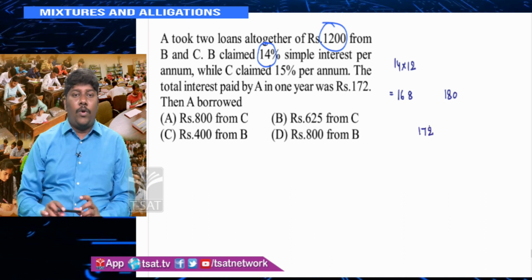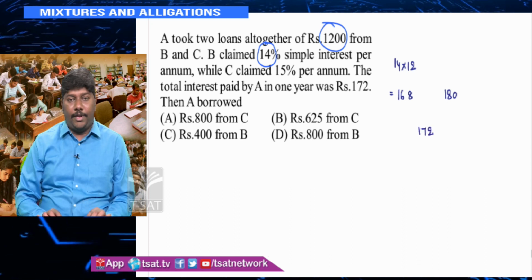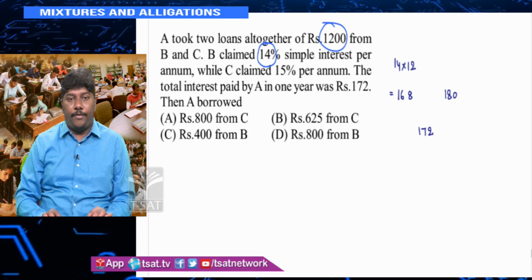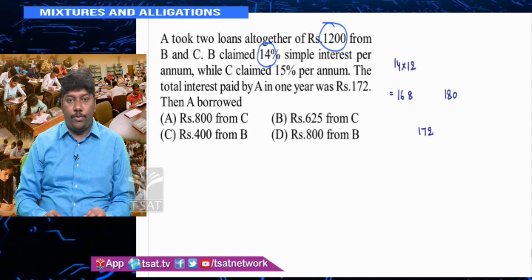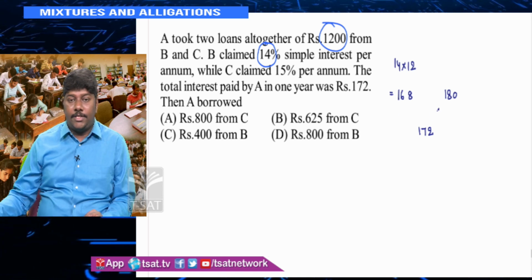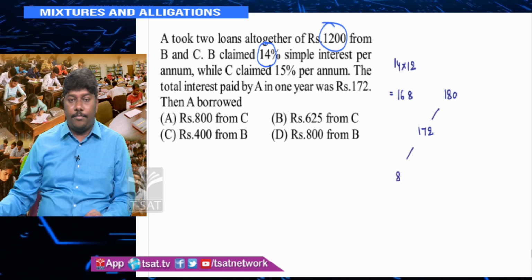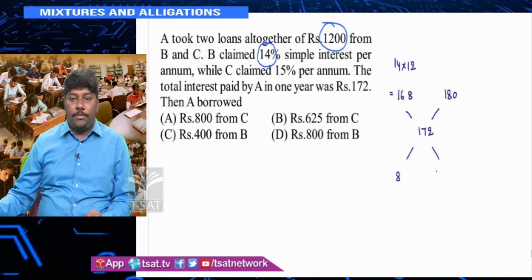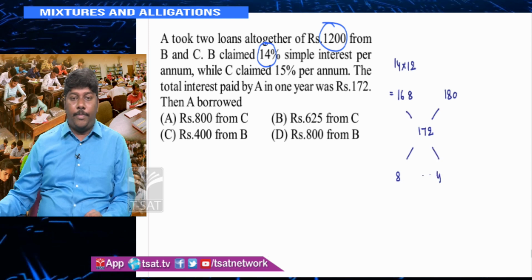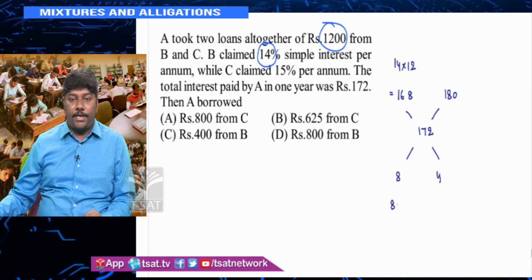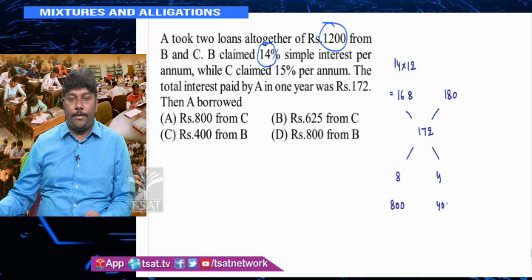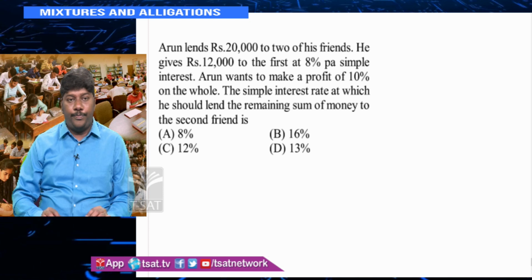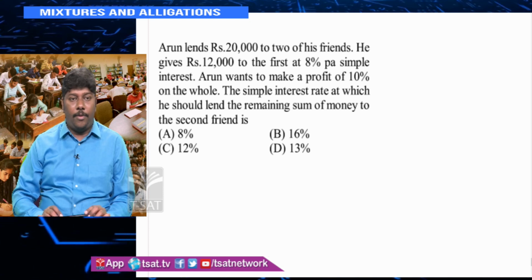So, find out the whole amount. If I give it for 14%, I am going to get 168. If I give the whole amount for 15%, I am going to get 180, but I am getting 172. Therefore, you are actually mixing them in the ratio 8:4. Put together, 12 parts. 12 parts is 1200, so each part is 100. 800 you are giving to B, 400 you are giving to C. This is also related to simple interest and compound interest.